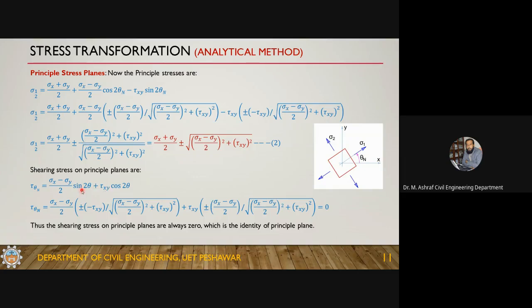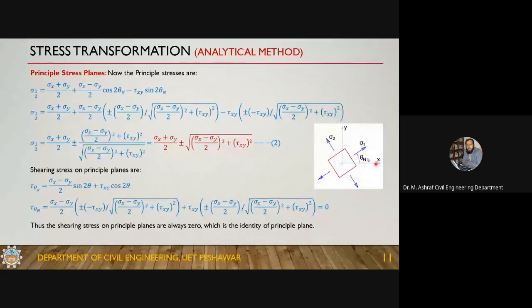So plug in the value of sine 2 theta n. This is basically sine 2 theta n and cos 2 theta n. Plug in the value. Okay, so you will finally get a 0. This will cancel with this one. So you will get a 0 value. So it means that on the principal plane, the shear stress is 0. Always this will be the case. I'm using the general expression, and the general expression is giving me the 0 value.